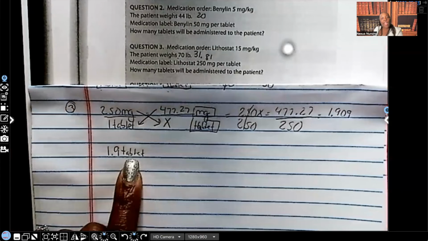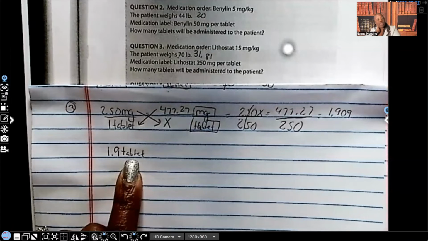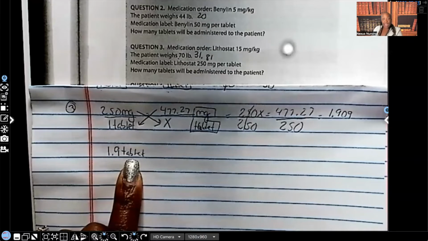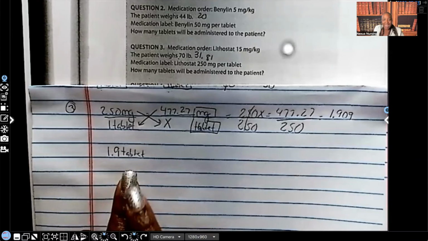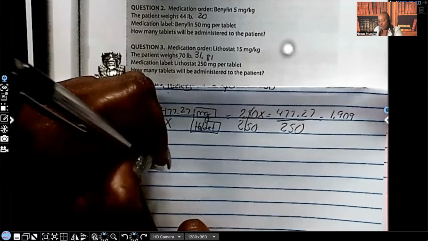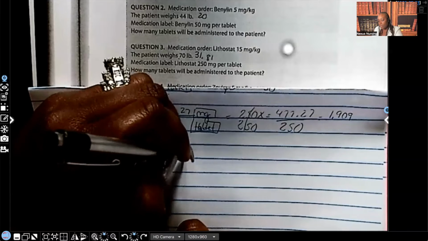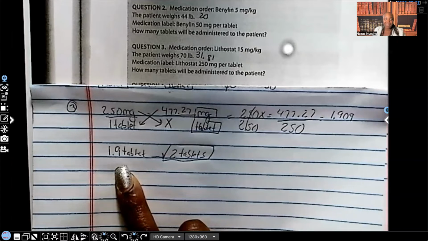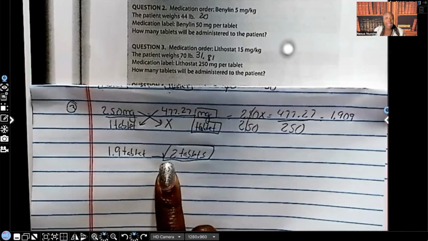No. How the heck do you give 1.9 of a tablet? Is it possible to give 1.9 of a tablet? We're not talking about liquid here, guys. We're talking about tablet. No. So what is this 1.9 of a tablet really going to be? 2 tablets. You can't give 1.9, 1.8 tablet. You can give 1.8, 1.9 mLs of a liquid, but you can't do that for a solid. You can't do that for a tablet. So that 1.9 tablet, you're giving 2 tablets.